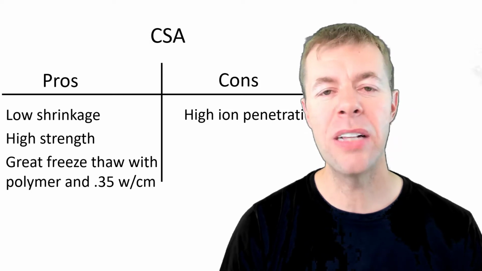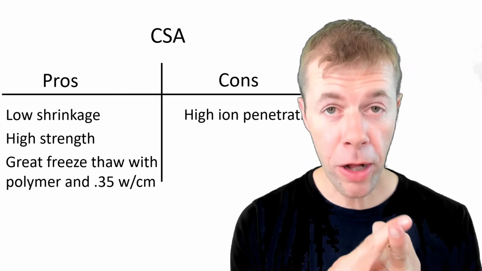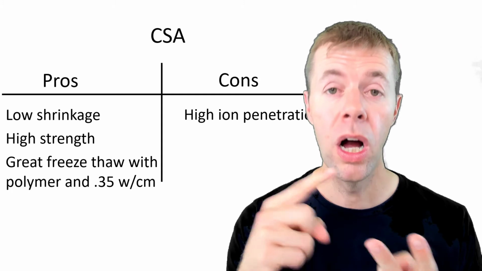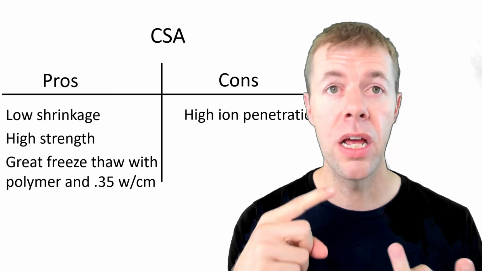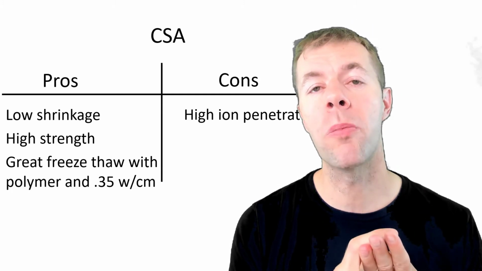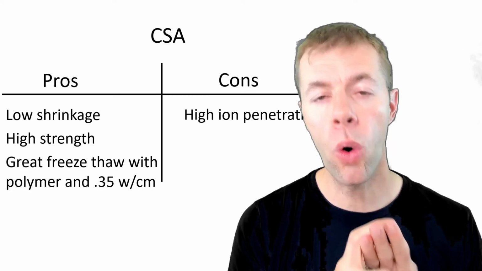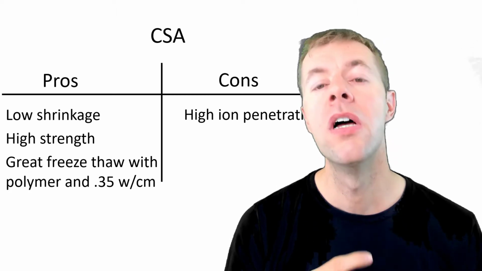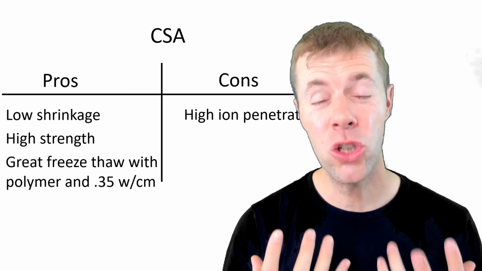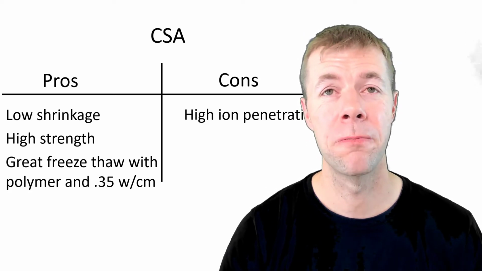Calcium sulfoaluminates, they have a lot of pros. Low amounts of shrinkage, very, very low. High amounts of strength gain, and they have great freeze-thaw performance if you use a polymer at a 0.35 water cement ratio or a low enough water cement ratio. Some of the cons, they show pretty high ion penetration.